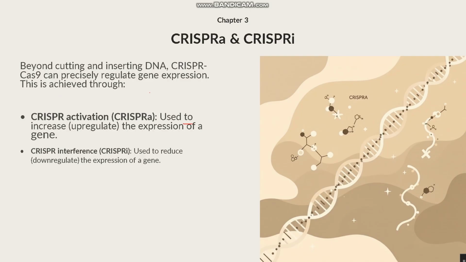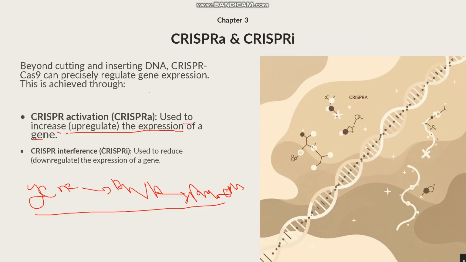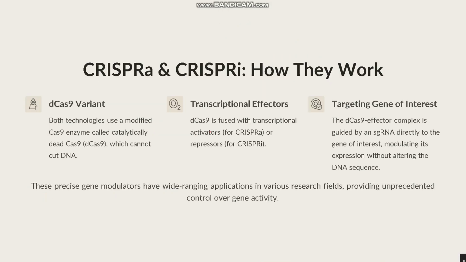CRISPR activation is used to increase, to upregulate the expression. Gene expression is producing RNA and then protein from the gene, and we actually increase that cycle. CRISPR interference, or CRISPR inactivation, is used to downregulate the expression of a gene. And how do they work? They use the dead Cas9.